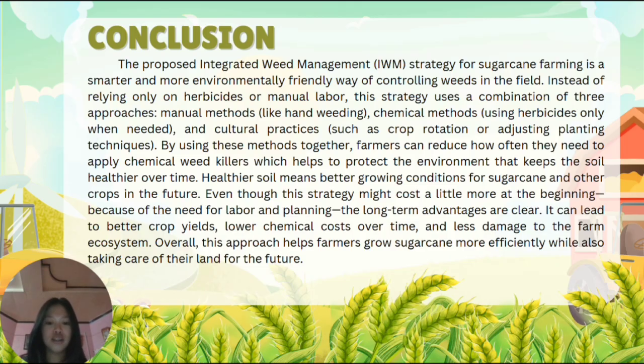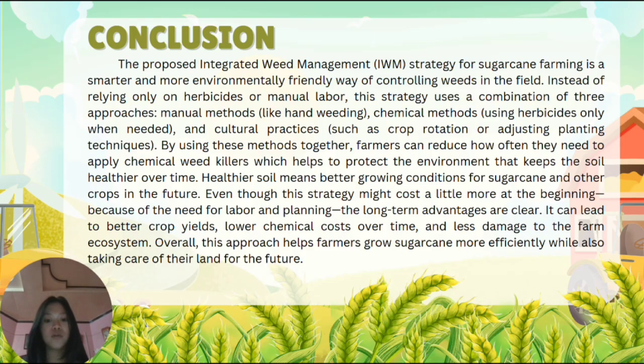Conclusion: the proposed integrated weed management IWM strategy presents a progressive and sustainable approach to weed control in sugarcane cultivation. This strategy moves beyond the traditional reliance on herbicides or manual labor, instead advocating for a synergistic use of multiple weed control methods to achieve optimal results.